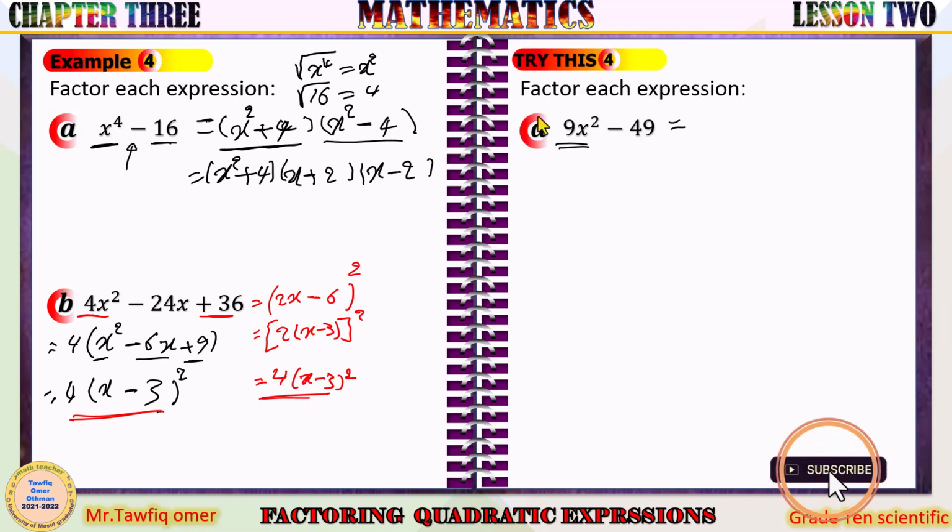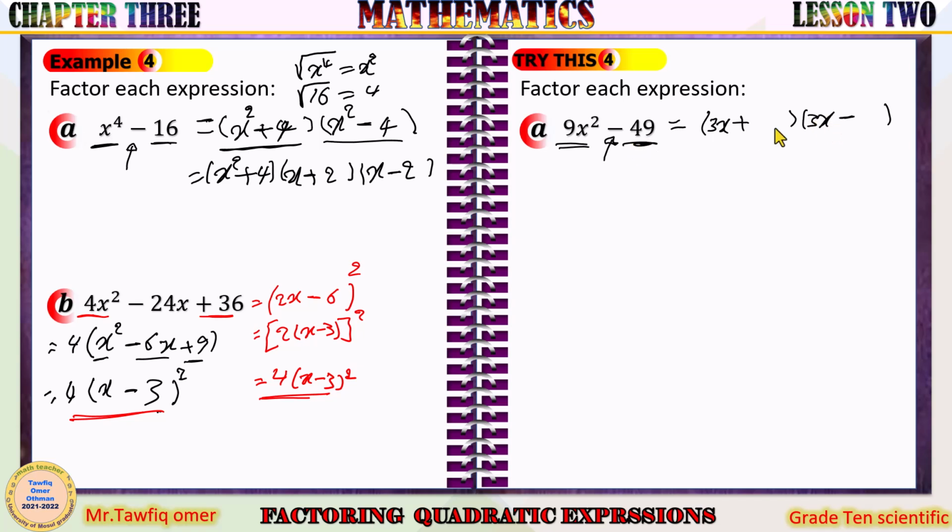Try this: factor each expression. We have the first one is square and the second one is square and a difference between them. So it is the difference between two squares. Open two brackets. One of them positive and the other one negative. The square root of 9x squared is 3x and 3x here. And the square root of 49 is 7.